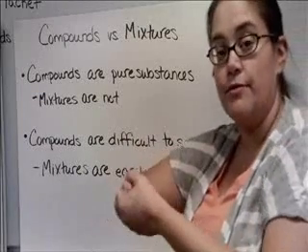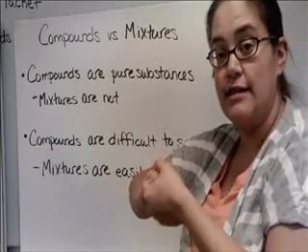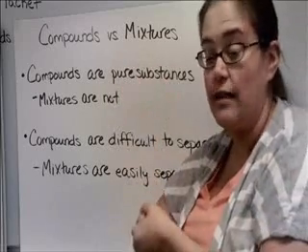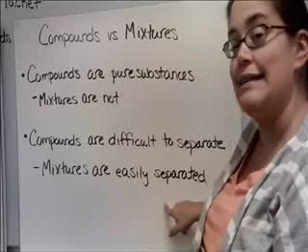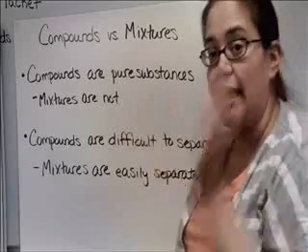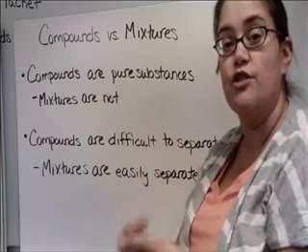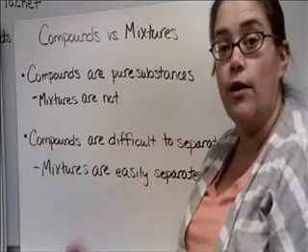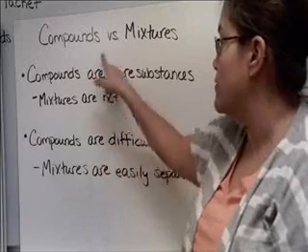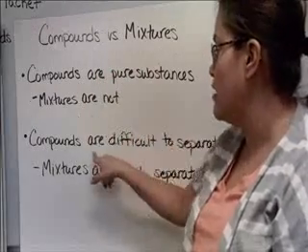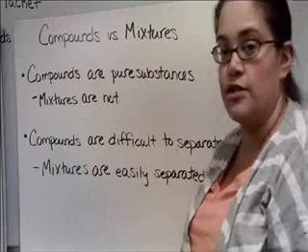So remember, those atoms are very tightly joined together, and it is possible to separate them, but it's not very easy. Where a mixture is easily separated. If you have a salad, you can just pick out the carrots. Or if you have sugar and water, then you can just strain or evaporate the water off of it. So the difference between compounds and mixtures: compounds are pure substances, mixtures are not. Compounds are difficult to separate, and mixtures are not.